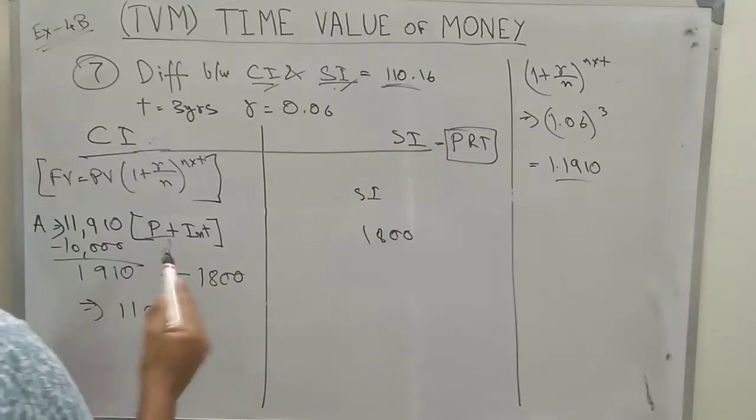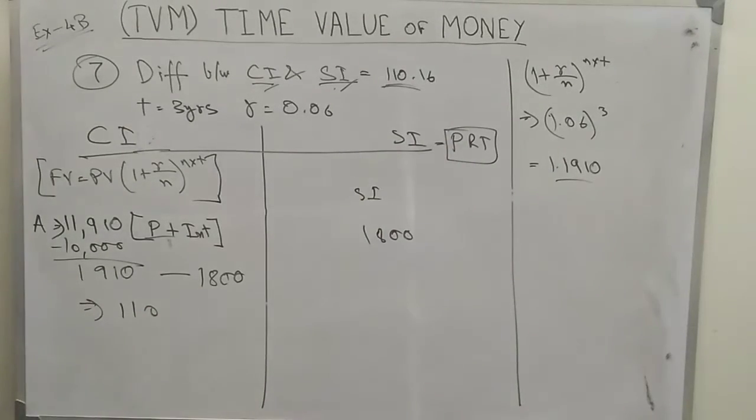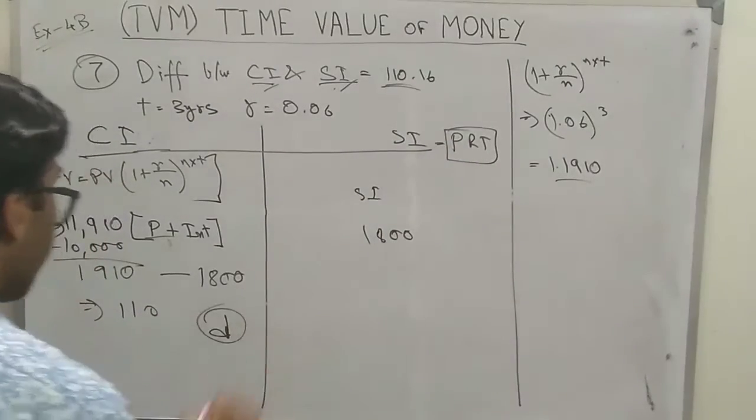110. So 10,000 is our correct option. That means option number D is the correct option.